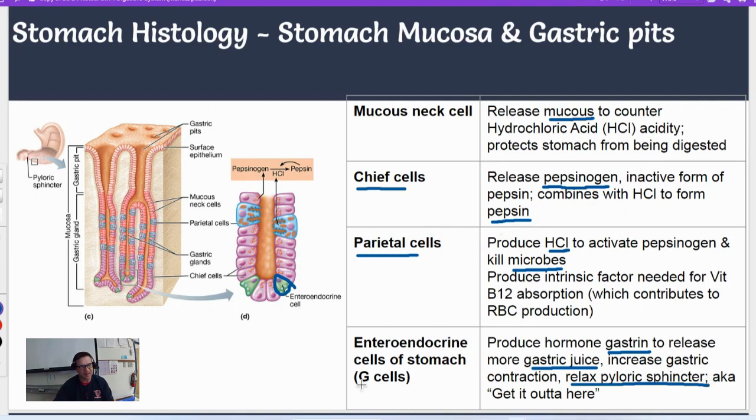And the specific enteroendocrine cells are called G cells. That's pretty easy, because G cells produce and release gastrin. And it's called "get it out of here," because when the pyloric sphincter relaxes, that's going to get the chyme out of the stomach. It's time for it to move on to the duodenum of the small intestine.